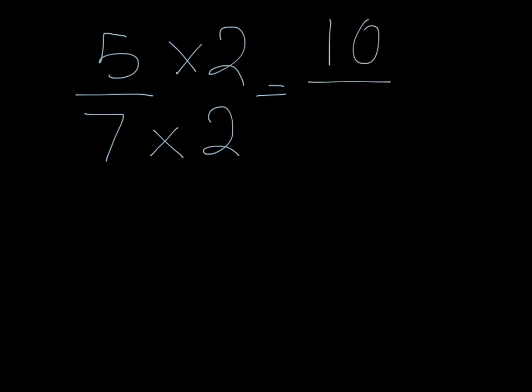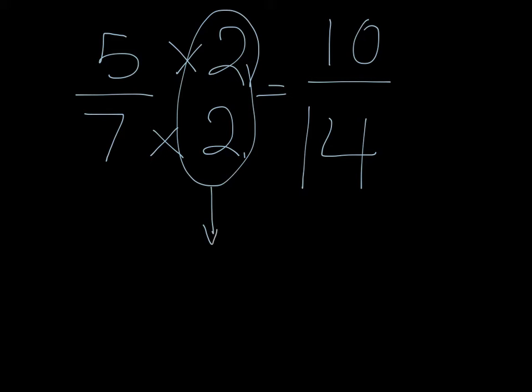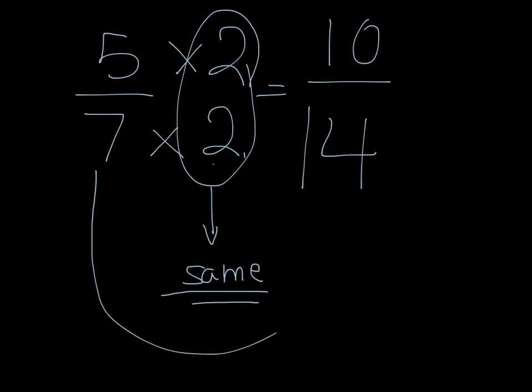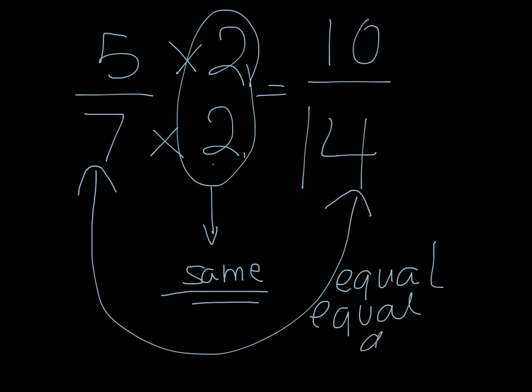We would have 10 over 14. Students can pick any number to multiply the fraction by, but these two numbers must be the same. These two things are the only thing that we're going to call the same in math this year, because 2 and 2 are identical. They are exactly the same. However, 5/7 and 10/14 are not identical. They're not exactly the same, but they are equal or equivalent, and they represent equal quantities.